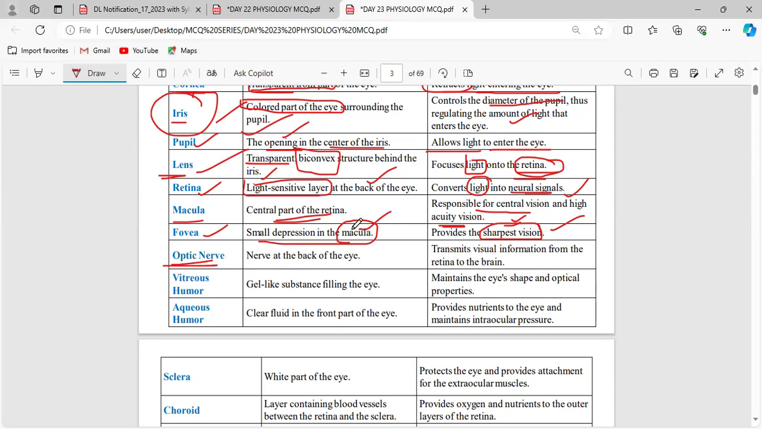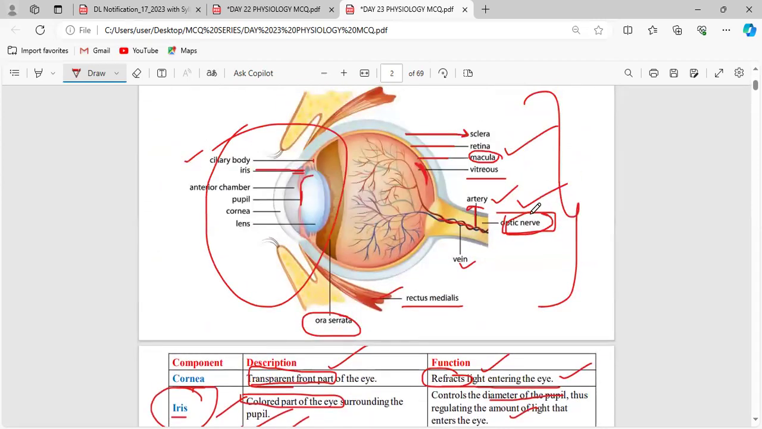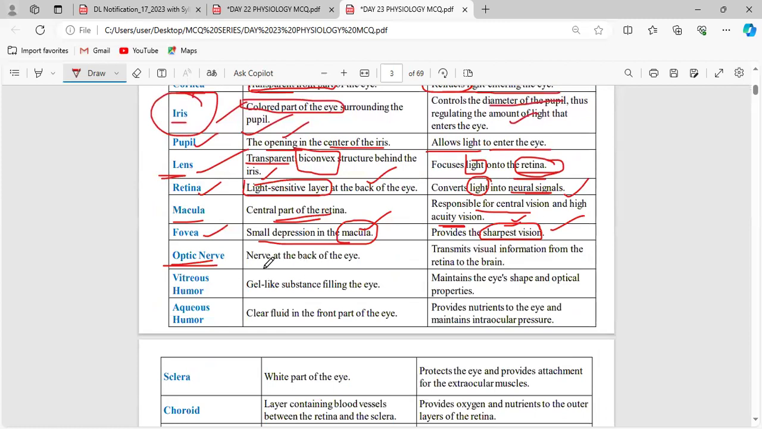Now, the optic nerve. As we see, this is the nerve present at the back side of the eye. It transmits visual information from the retina, and it is the nerve that carries it to the brain.